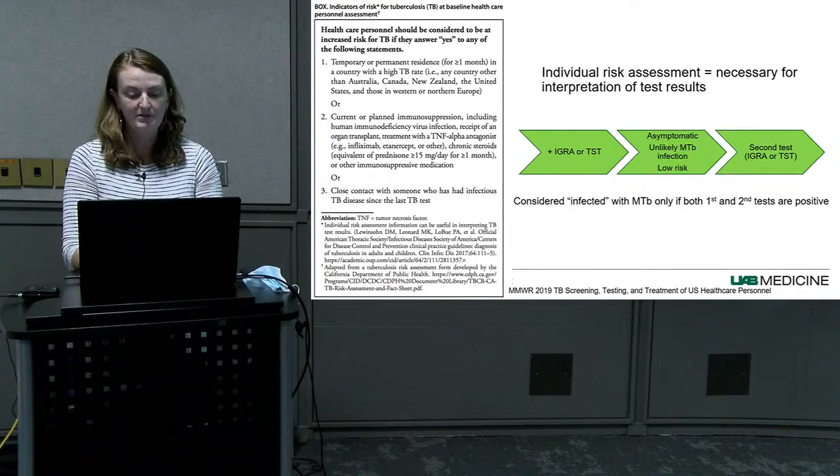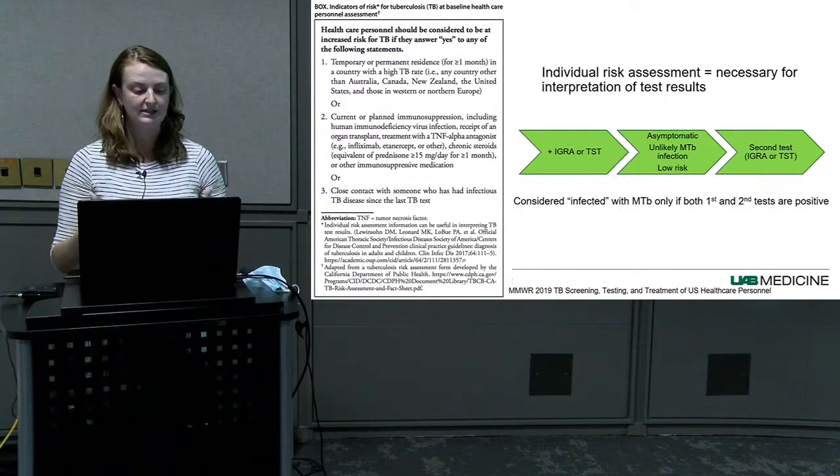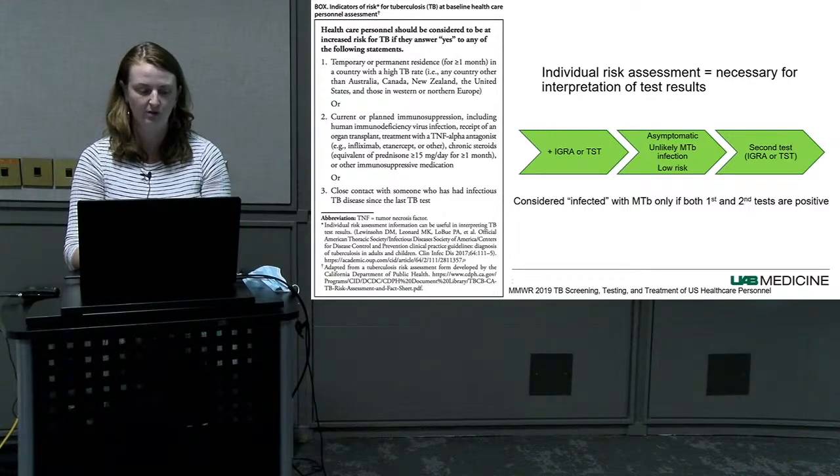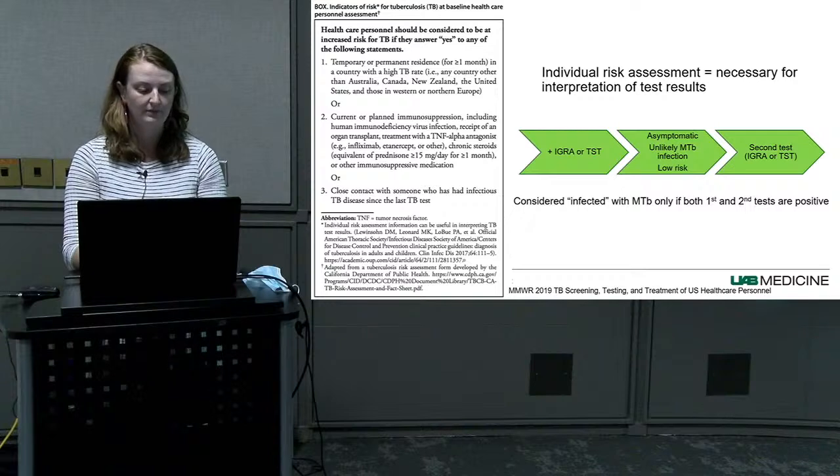This is again from the MMWR in 2019. And this is that individual risk assessment that I mentioned. And so what it says is that healthcare personnel should be considered at an increased risk of TB if they answer yes to any of the following questions. So someone who had a temporary or permanent residence in a country with a high TB rate. So it's important to get history when you're doing your pre-placement screening.